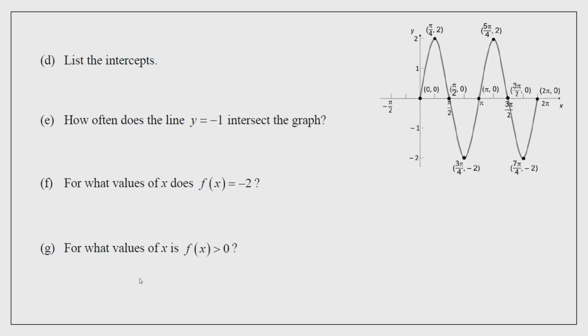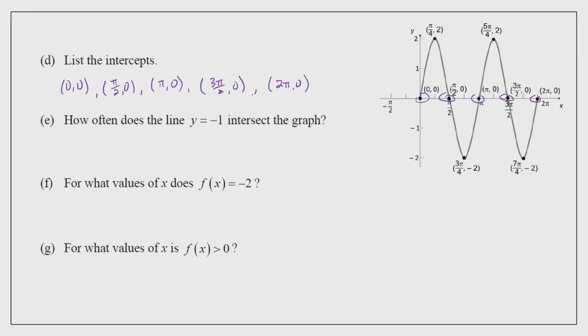D, list the intercepts. Now the intercepts are where the graph crosses the axes. So the x-intercepts would be where the graph crosses the x-axis, and the y-intercepts would be where the graph crosses the y-axis. Okay? So to list all of the x-intercepts, let's first start off with the x-intercepts. So where the graph crosses the x-axis would be here, here, here, here, and here. So those x values would be all of the zeros of our function. So those would be the points (0, 0), (pi over 2, 0), (pi, 0), (3 pi over 2, 0), and (2 pi, 0). Those are all of the x-intercepts.